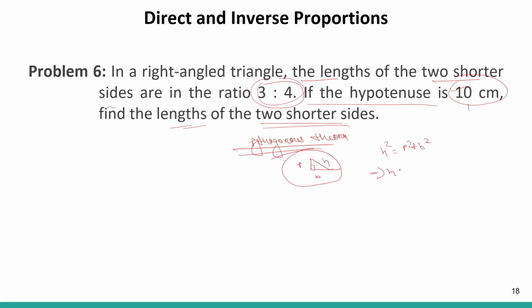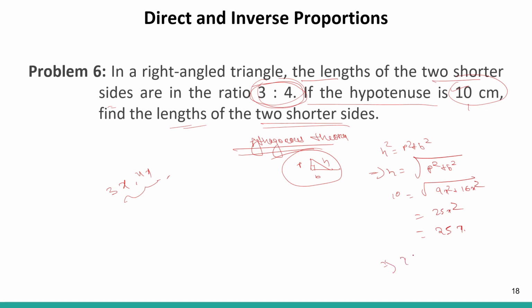This implies that H is equal to plus or minus the root of, it won't be minus, it will be only plus, P square plus B square. So let's consider their common factor as x. So 3x and 4x are the lengths of the two shorter sides. This implies that 10 is equal to the square root of 9x square plus 16x square, which equals 25x square, which is equal to 5x.